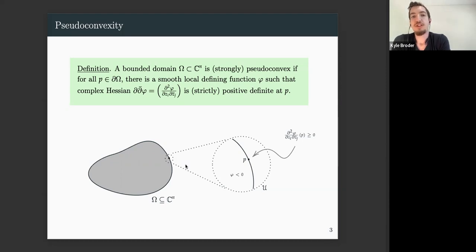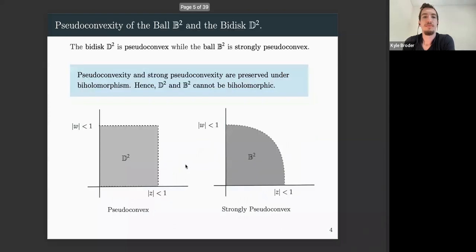So the complex Hessian is just the component of the full Hessian, which is invariant under a change of holomorphic coordinates. So it's the appropriate replacement in the complex analytic category of the Hessian. And we'll say that it's merely pseudoconvex if it's merely positive semi-definite. So the bidisk is an example of a pseudoconvex domain, while the ball is a strongly pseudoconvex domain.